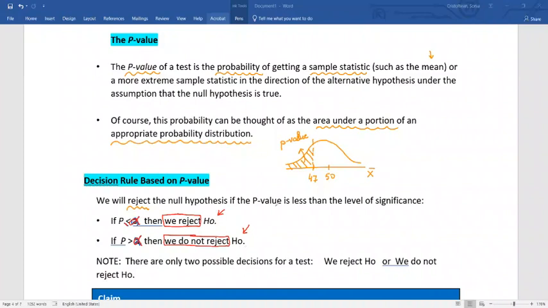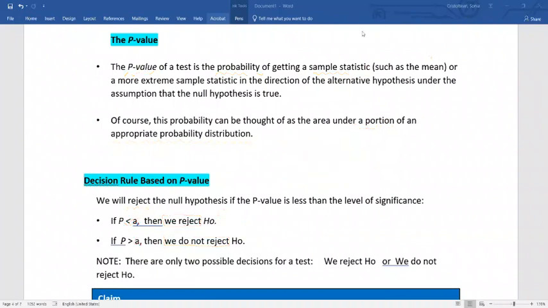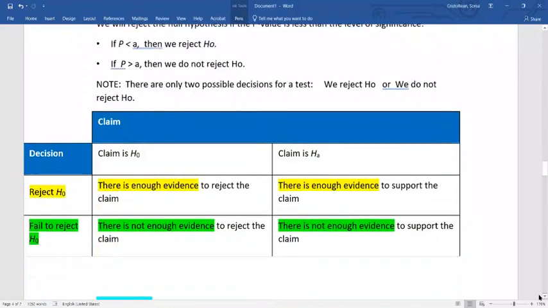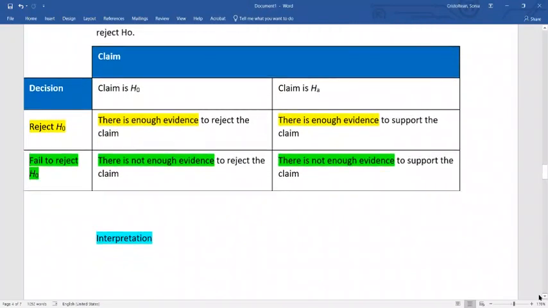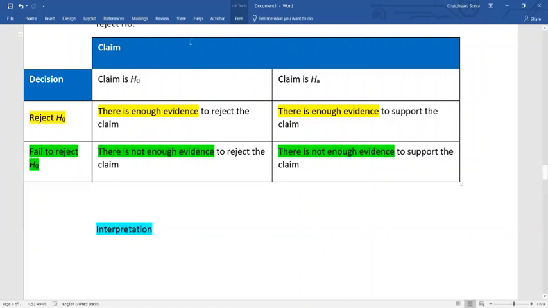Now, to put this in context, we will need to interpret. This is how you will need to make sense of what we've done. For every test, you'll have to write down an English phrase in the context of the problem, and maybe this will help you. It really depends on your decision to reject or fail to reject the null hypothesis, and also on which one is the claim. If the claim is the null hypothesis, you'll have to say there is enough evidence to reject the claim when you reject it. If the claim is the alternative hypothesis, you will say there is enough evidence to support the claim.